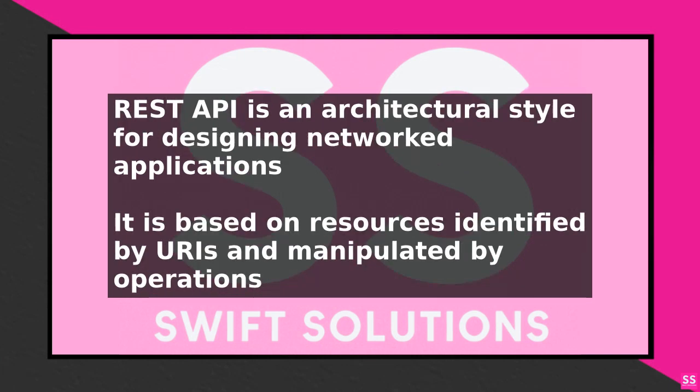To get started with AWS Amplify REST API, you need to install the AWS Amplify CLI and configure it with your AWS account. Once you have installed the CLI, you can create a new REST API using the create API command. This will create a new REST API with a default set of endpoints.